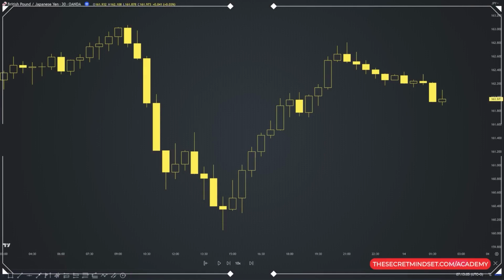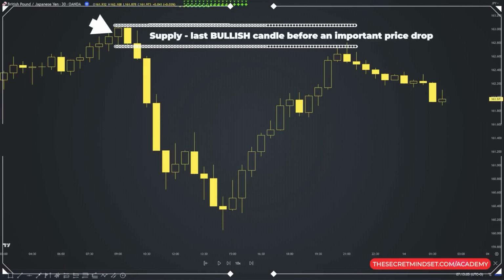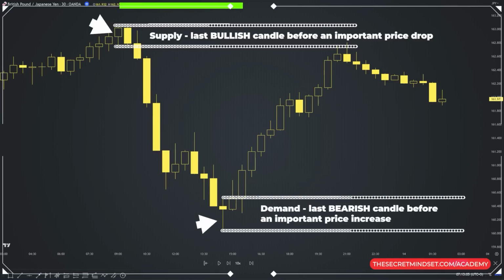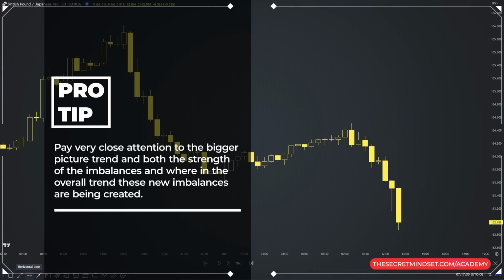And this is how you draw these zones. For a supply zone, search the last bullish candle before an important price drop and mark the extremes of the candle. For a demand zone, look for the most recent candle before an important up move. As a supply or demand trader, you will be paying very close attention to the bigger picture trend and both the strength of the imbalances and where in the overall trend these new imbalances are being created.